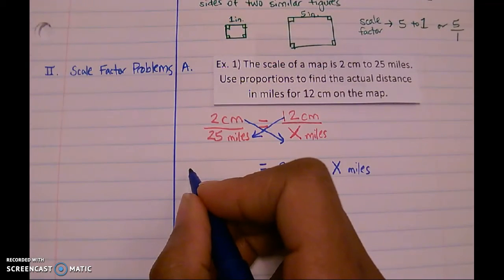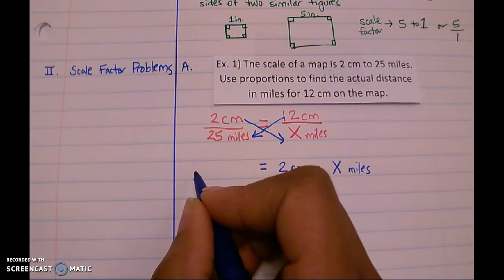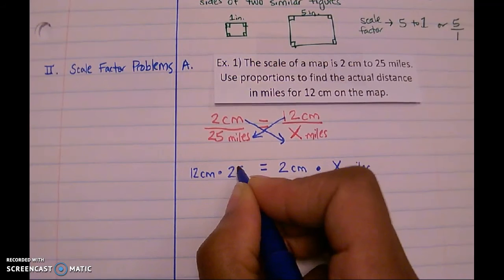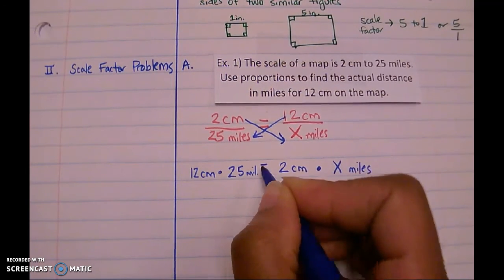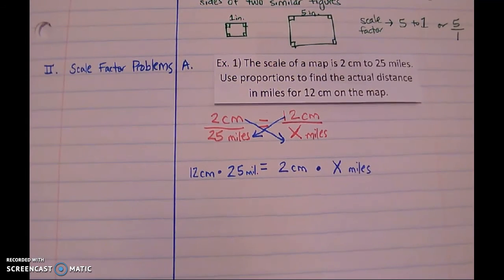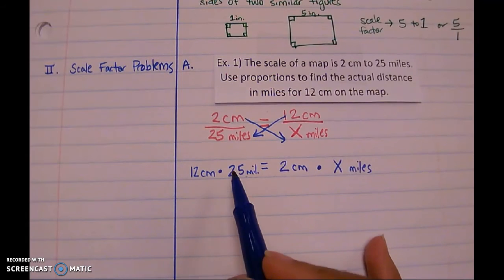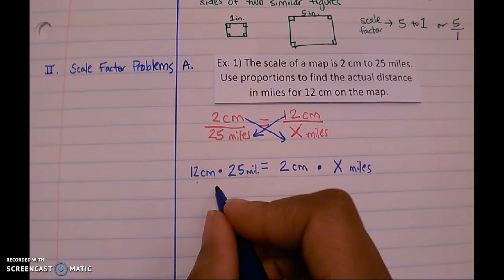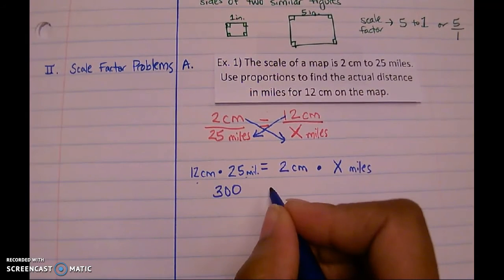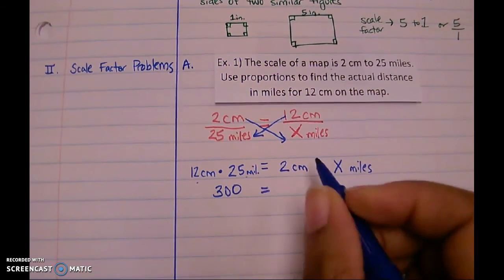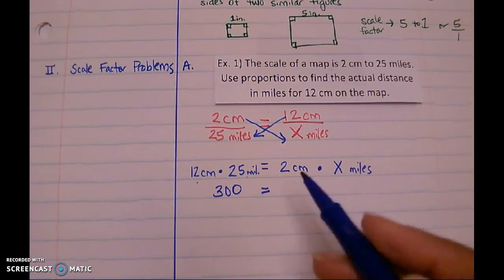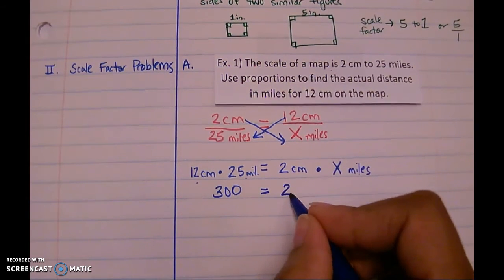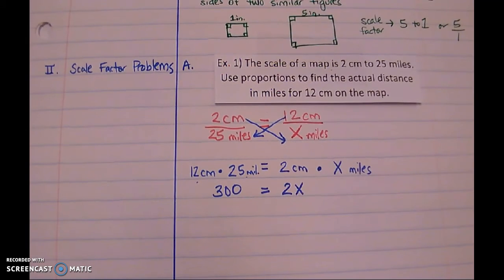Okay, I'm going to write 12 centimeters times 25 miles. Okay. Now, I'm going to multiply these two together because I can. And 12 times 25 is actually going to give me 300. Bringing down my equal sign directly under everything else. I know that I have 2 and I have x. So I'm going to have 2x.